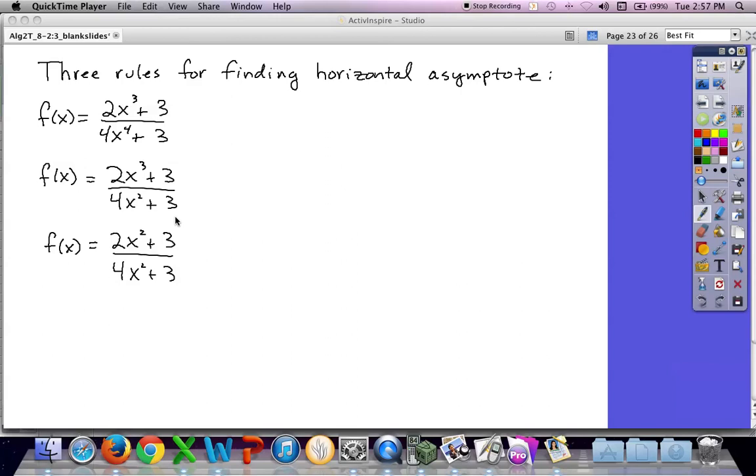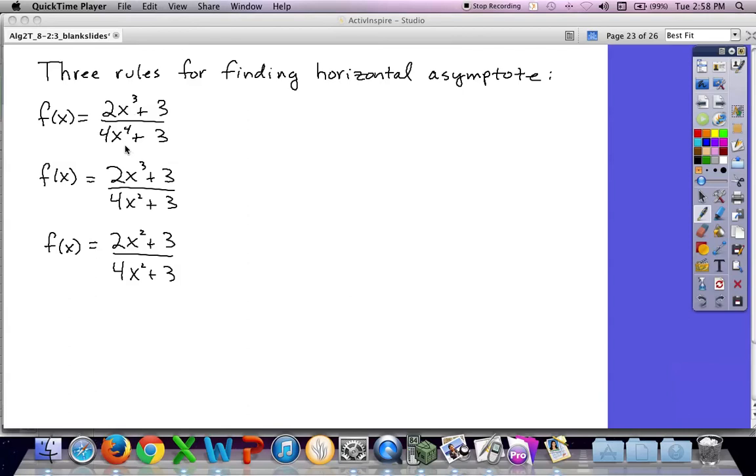Okay. So we have 3 rules for finding a horizontal asymptote. And they're based on the degrees of the numerator and the denominator. Do you remember what we mean by the degree of a function? Like, what's the degree of the numerator here? It's 3, right? What's the degree of the denominator? 4. We're not looking for that word. You just say, what's the number, right? So the degree of the numerator is 3 and the degree of the denominator is 4, right?